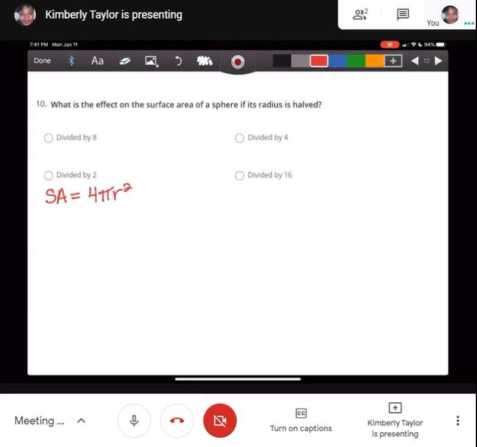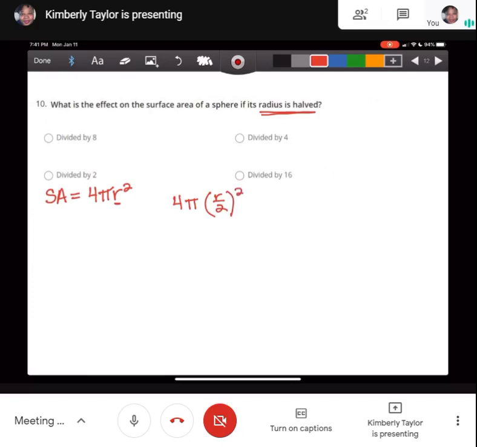Now, I don't know if the GED gives you a reference sheet or if you have to have this memorized, but this is the surface area of a sphere: 4 pi r squared, okay? So they're asking what happens if you cut the radius in half. What I'll do with this r is rewrite it as 4 pi, and then instead of r, I will put r over 2 and then square it.